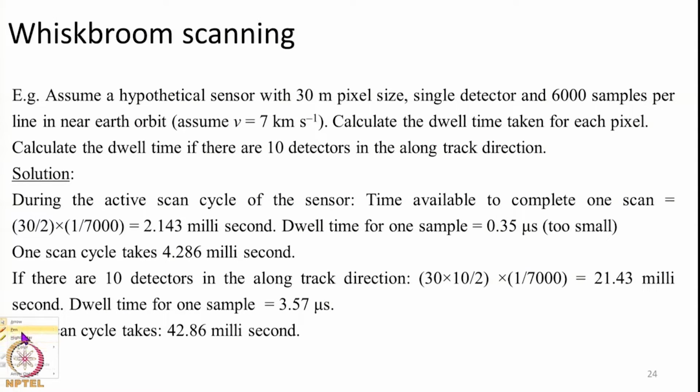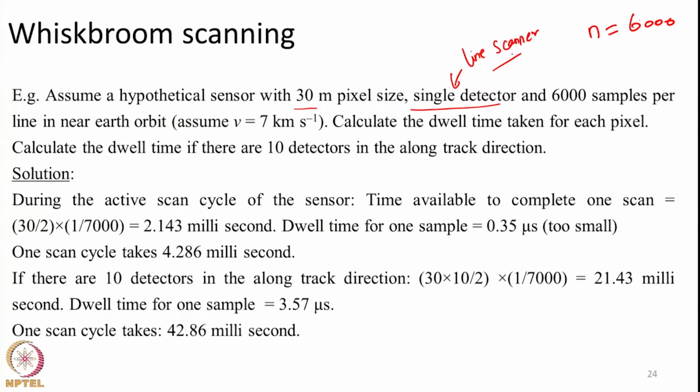So, here in this example, assume a hypothetical sensor with 30 meter pixel size, single detector. So, this is essentially a line scanner, it has only one detector, and 6000 samples per line. That is, in the last theoretical explanation I gave, n is 6000 samples per line in the nearer orbit. Assume v is equal to 7 km per second. Calculate the dwell time taken for each pixel.